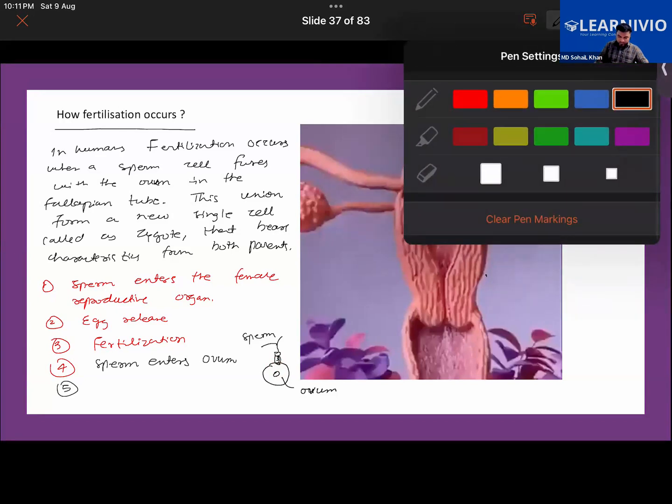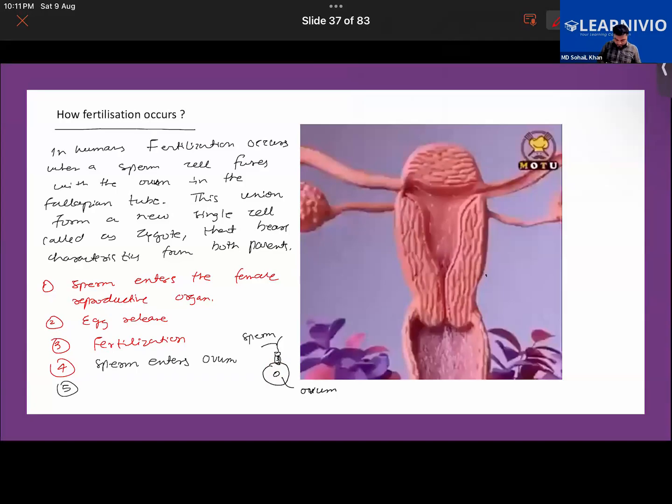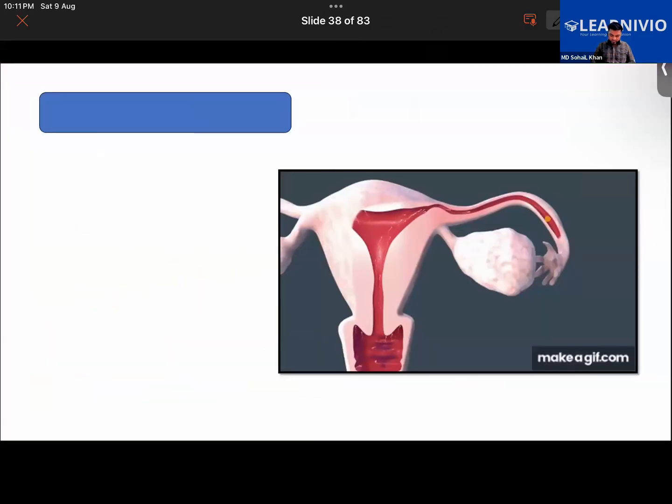Then after that, the nucleus is fusing. Fusion of the nucleus takes place, and then zygote formation takes place. After this, the zygote will get implanted into the wall of the uterus. So that is about fertilization, and this is the breakdown of how it occurs in different stages.